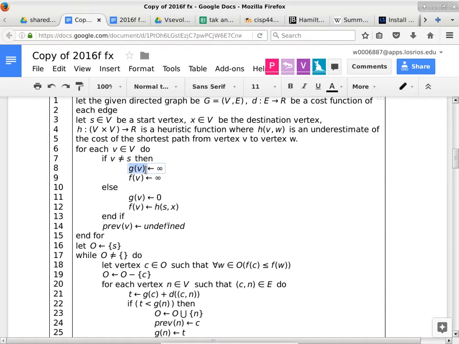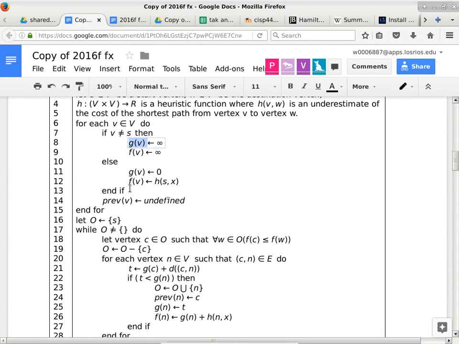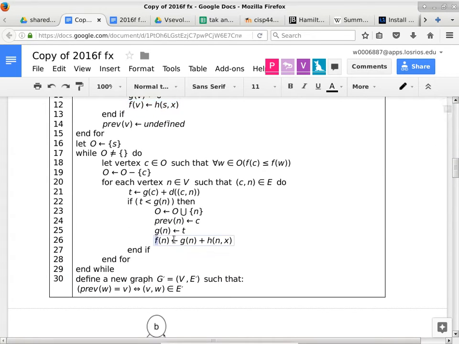Look at the algorithm and at how we update f of v. That's the only place the heuristics is actually used. F of v is 0 plus h of s x in this case. F of v is g of n plus h of n x. So those are the only two cases in the entire algorithm where the heuristics is actually utilized, and in both cases, they are utilized to compute the f value.